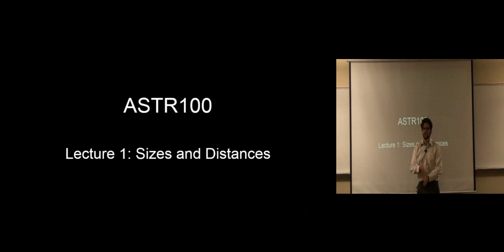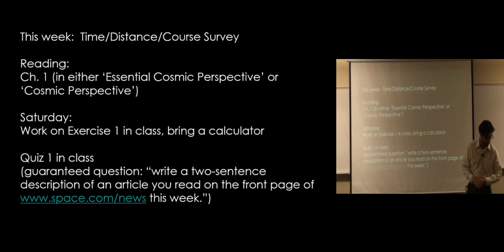This is the first lecture in Astro 100, and we're going to talk about sizes and distances. Just some orientation about what's going on in the course. So this week we will cover astronomy units for time, distance. We'll do a full survey of the cosmos so you guys know what you'll be learning this quarter. The reading that covers this is chapter one in the Essential Cosmic Perspective or Cosmic Perspective, any recent edition.